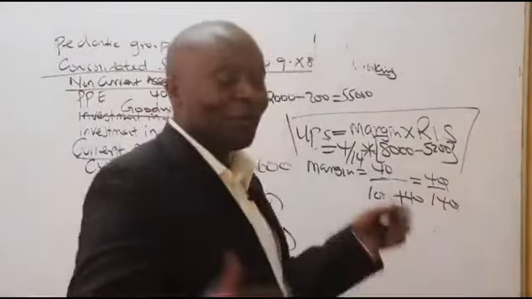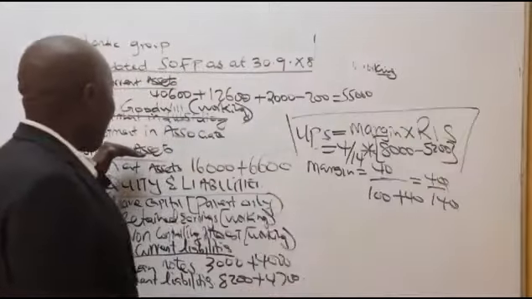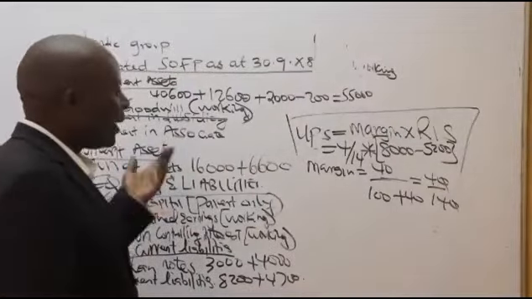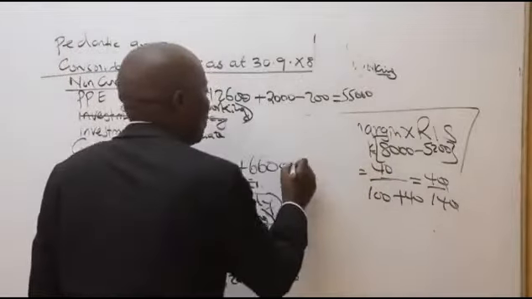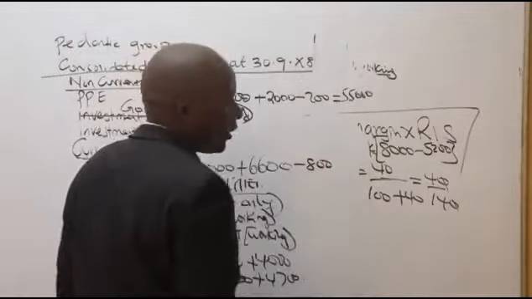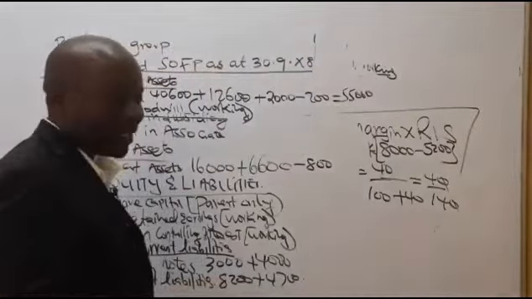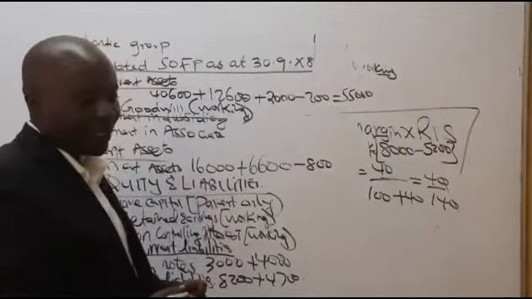If an inventory was there, I would have gone to inventory, but now here we don't have inventory. So please come here and say minus 800. Current assets, and the current assets, say minus 800.